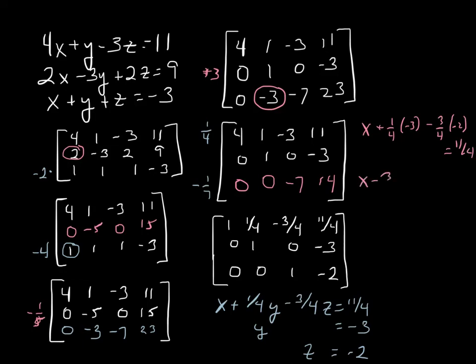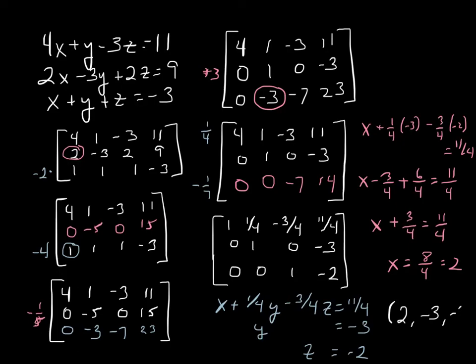So that's x minus 3/4 plus 6/4. So x equals, let's see, we're going to have 11/4 minus 3/4 is 8/4, which is 2. And then our last step is to write our solution. So that's 2, -3, -2.